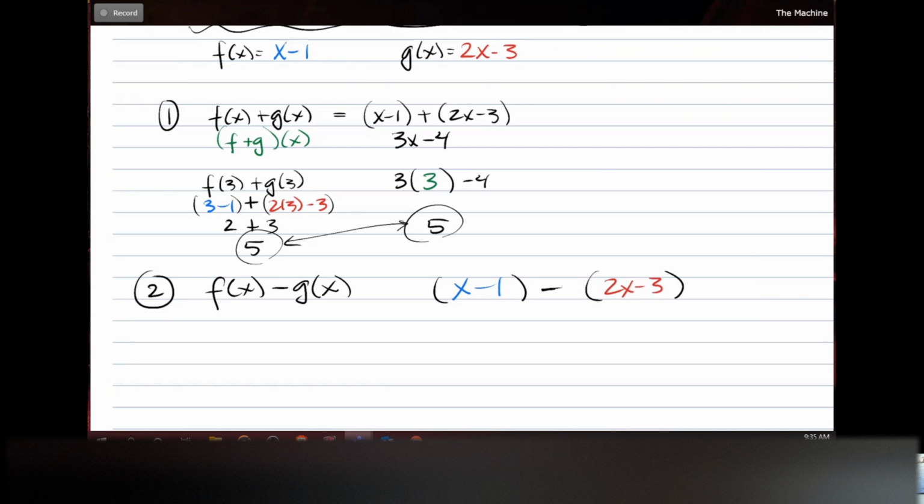Notice my color code in there? Are you tracking the color coding? Yes, it'd be easier to put the numbers into that one. It might be, maybe not. Okay, this is going to be x minus 1 minus 2x. Don't forget to distribute that negative in there, plus 3. So my third function is going to be negative x plus 2. That's the difference.